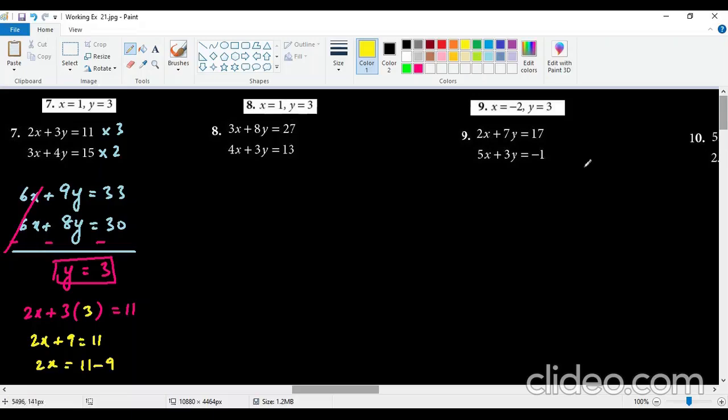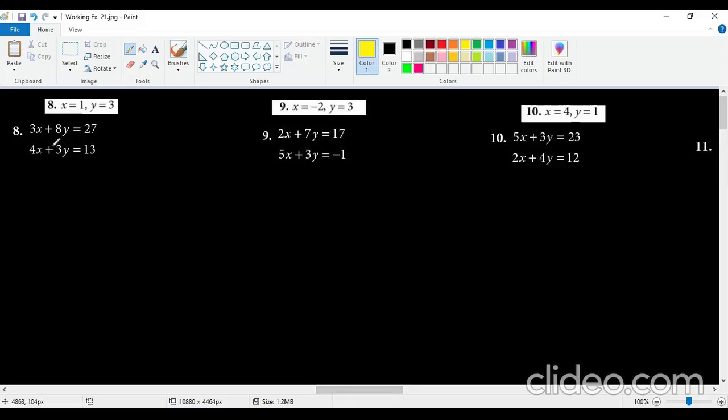Moving on to the next question. It says the first equation is 3x and the second equation is 4x. So I multiply this equation by 4 and this equation by 3. So the first equation becomes 12x, 4 times 8 is 32y, and 27 times 4 is going to give us 108.